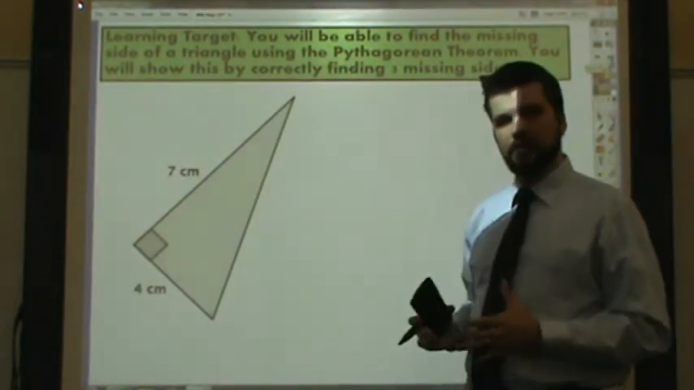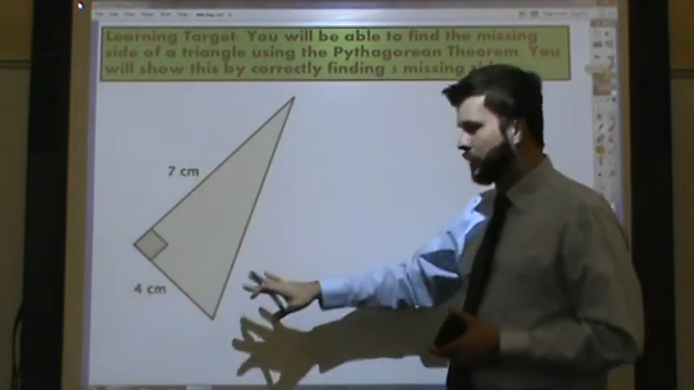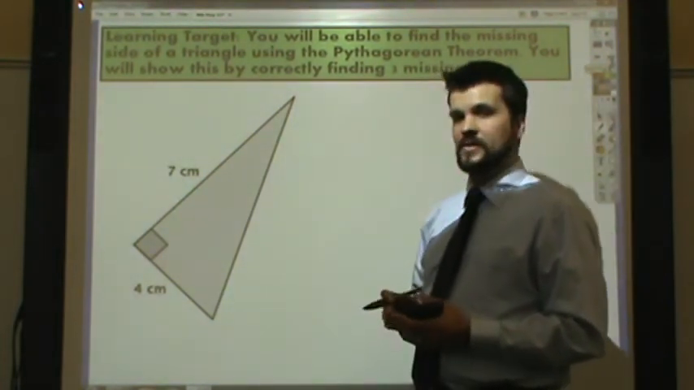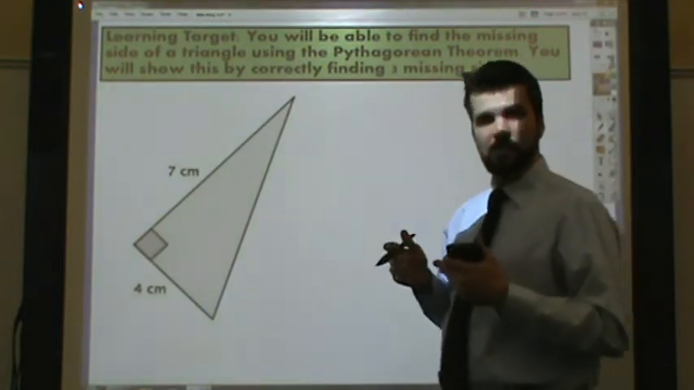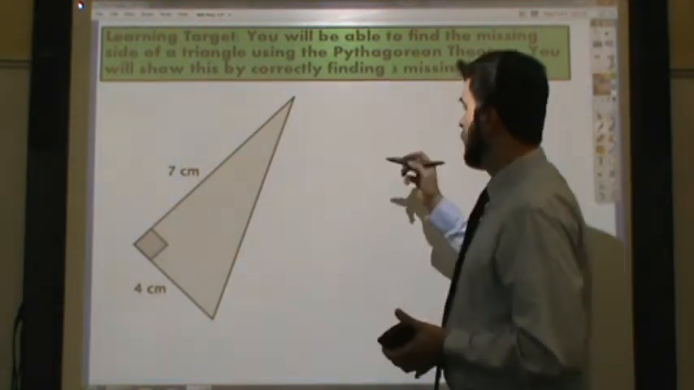Okay, see what you can do with this one. See how far you can go by yourself. So first draw it, then I want you to label your A, B, C, then I want you to plug it into the right spots and see if you can go all the way down to solving it.